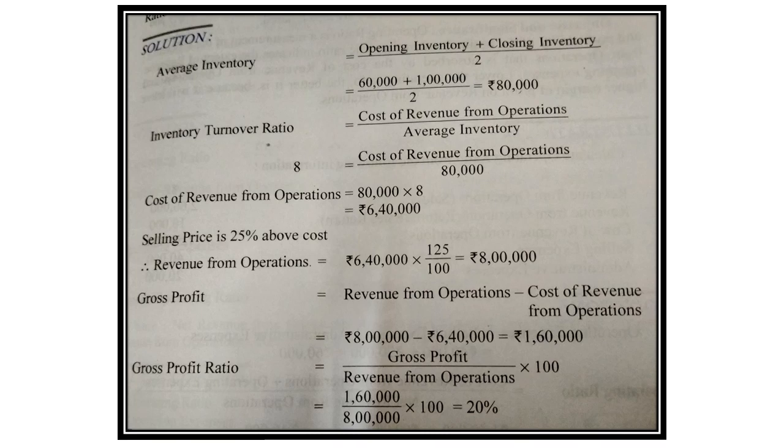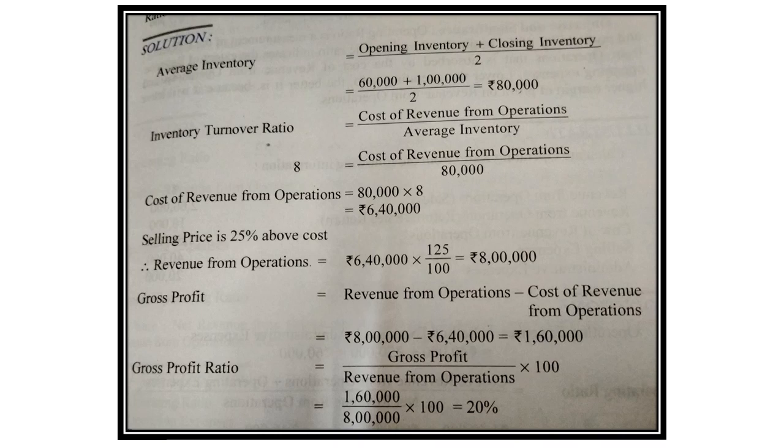Solution. Average inventory, opening inventory plus closing inventory divided by 2, is rupees 80,000. Inventory turnover ratio is given to you. Cost of revenue from operations, we have found, is rupees 6 lakh 40,000. Selling price is 25% above cost. So revenue from operations is rupees 8 lakh.